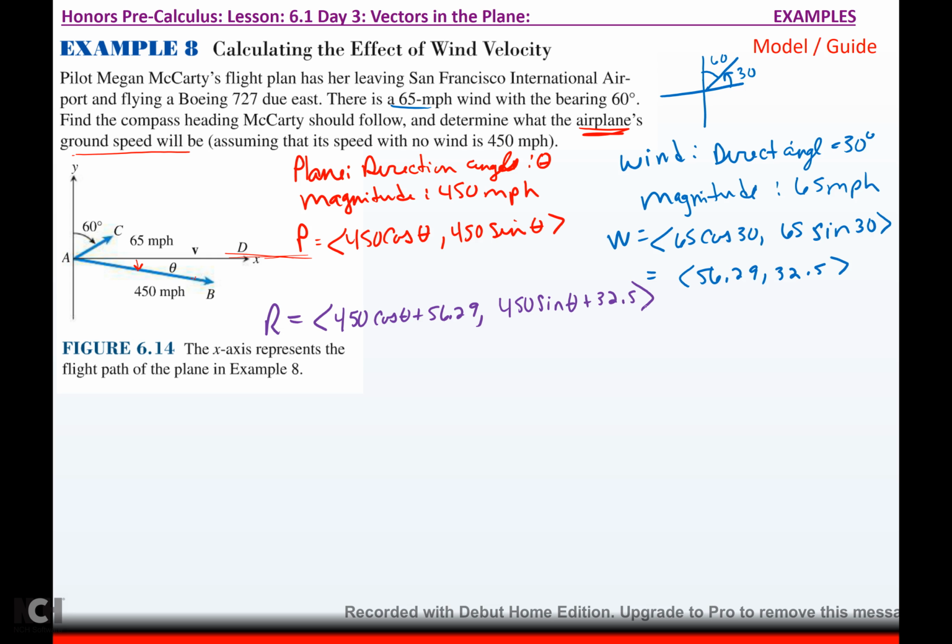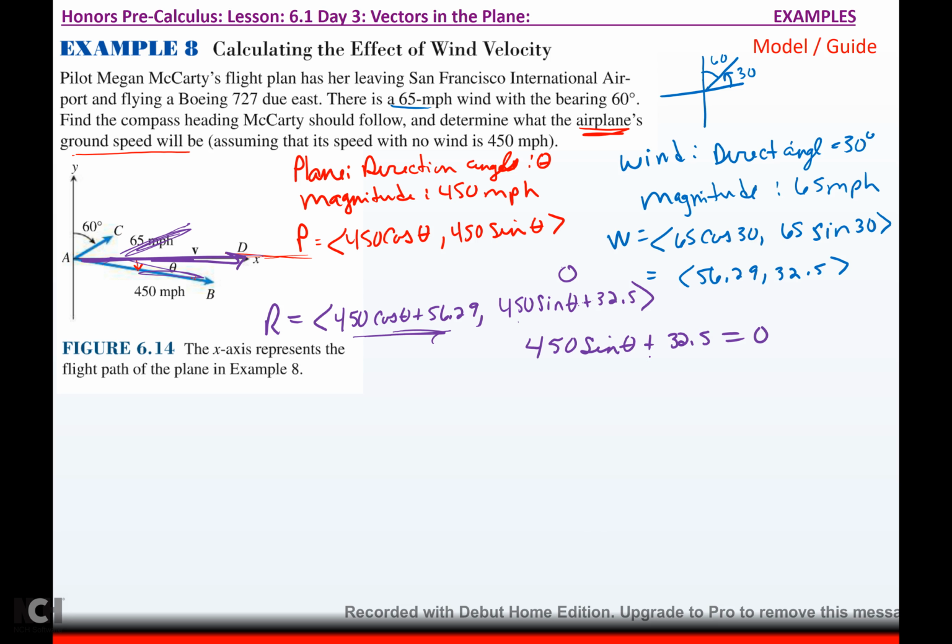Now, she's trying to go due east. The only way to go due east is if your y-coordinate is zero. In other words, you don't want to be going up or down, you just want to be moving horizontally. So I've got to set this equal to zero. If it's not, then this thing isn't going straight east. It will either be going a little bit high or a little bit low. So this has to be equal to zero. So it's kind of an easier way to find your theta, I guess. Because what I can do is I can say that 450 sine theta plus 32.5 has to equal zero.